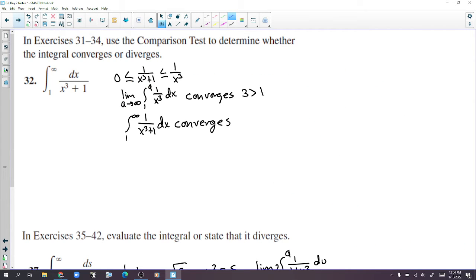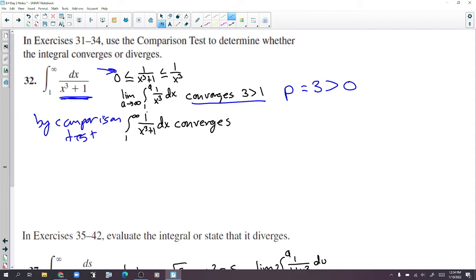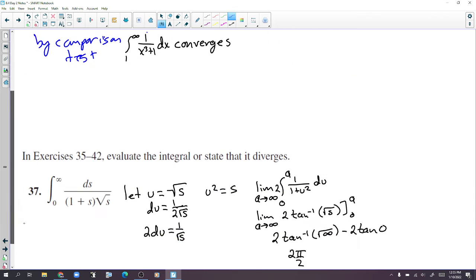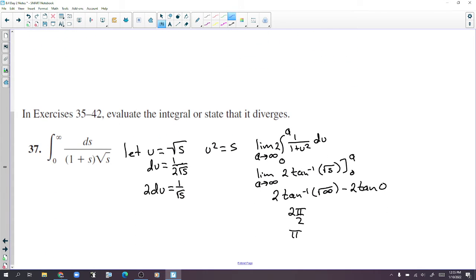Next, guys, 31 to 34. Use the comparison test to determine whether the integral converges or diverges. So we're going to compare this to 1 over x to the third. And we got to say this statement right here. Now, the limit as a approaches infinity of the integral from 1 to a of 1 over x to the third converges because we can say that p, the power, is equal to 3, which is greater than 1. So because this converges, we can say by comparison test, our original integral converges.